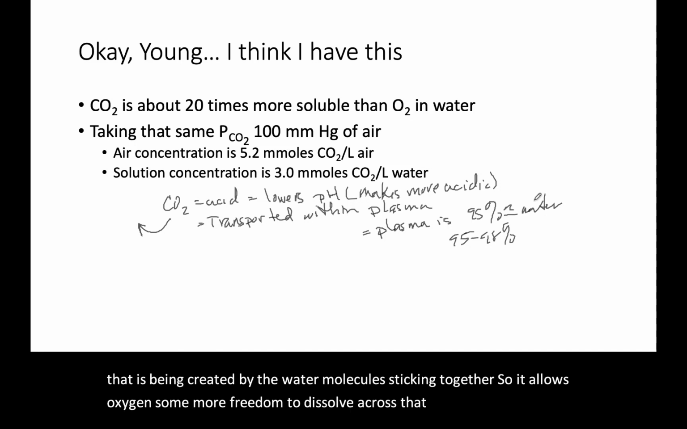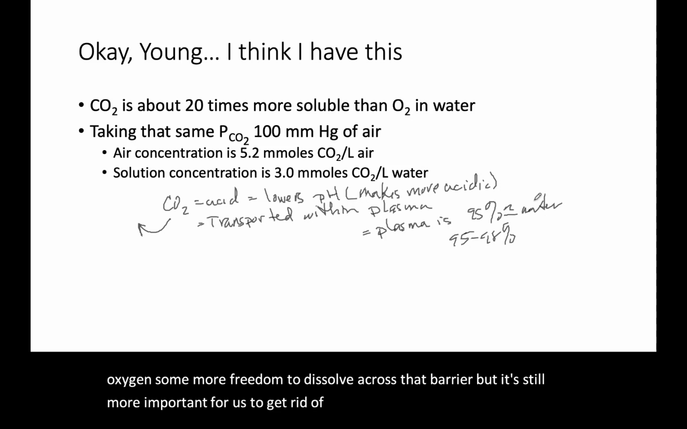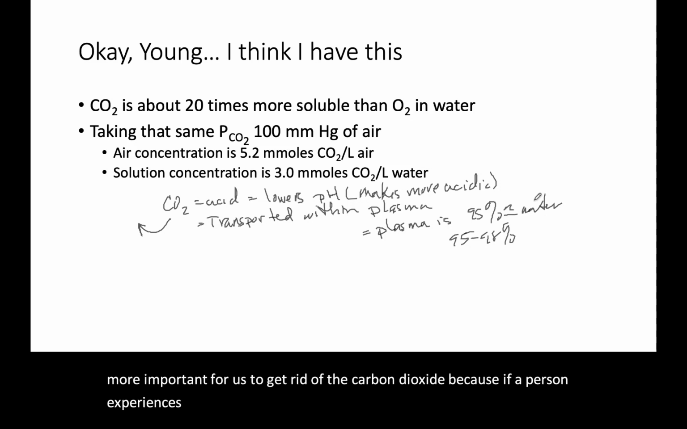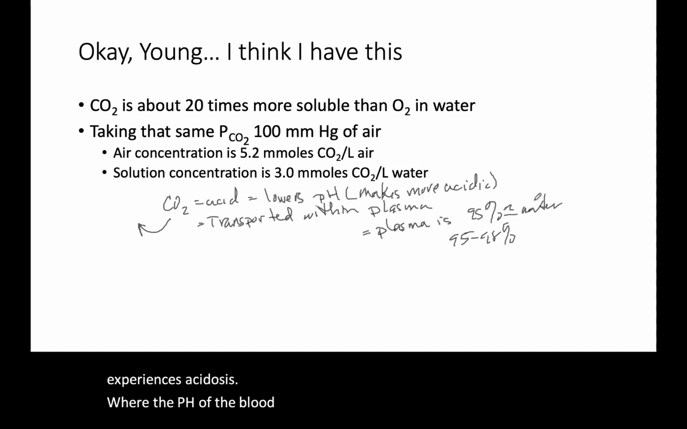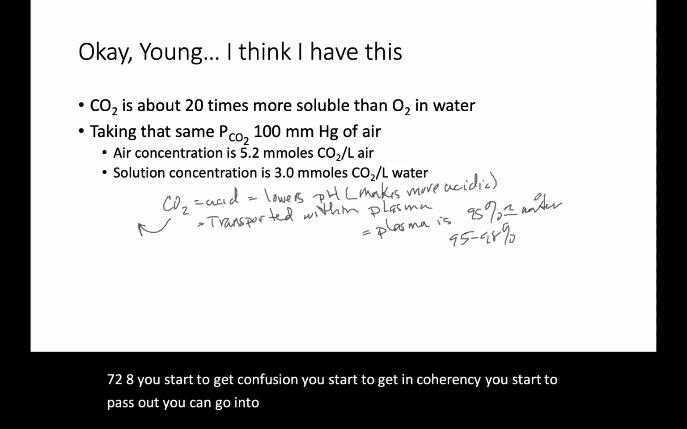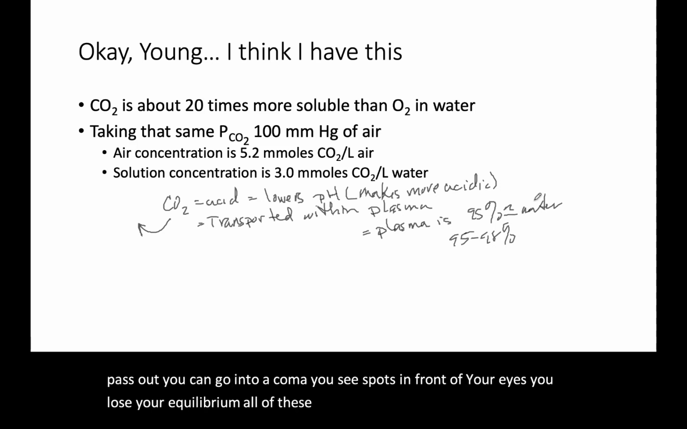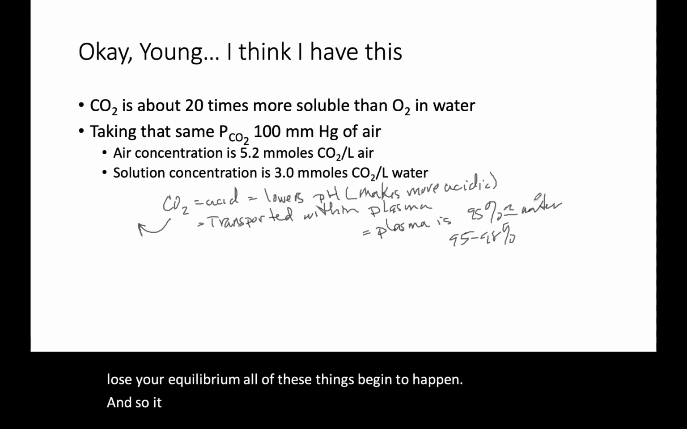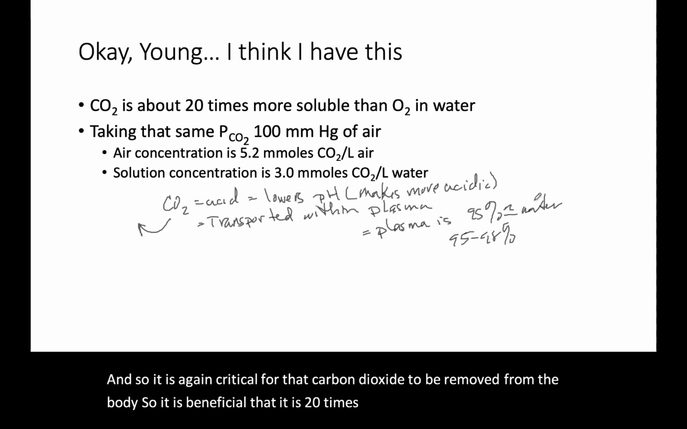But it's still more important for us to get rid of the carbon dioxide, because if a person experiences acidosis, where the pH of the blood drops below 7.35, once it gets down into about 7.2, 7.1, you start to get confusion, incoherency, you start to pass out, you can go into a coma, you see spots in front of your eyes, you lose your equilibrium. All of these things begin to happen. And so it is, again, critical for that carbon dioxide to be removed from the body. So it is beneficial that it is 20 times more soluble than what the water is.